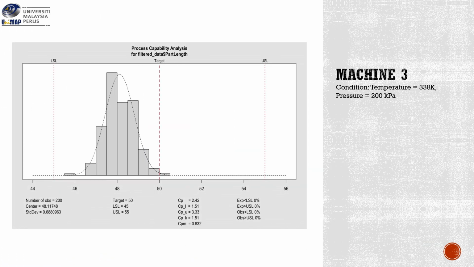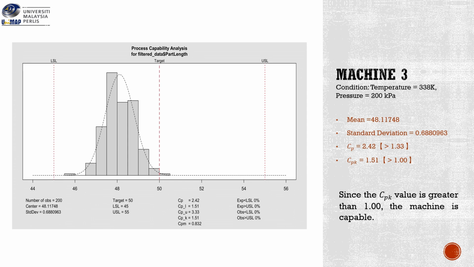Next, we are looking into machine 3. The mean is equal to 48.11748 and the standard deviation is equal to 0.6880963. The Cp value for machine 3 is equal to 2.42, which is greater than 1.33, and the Cpk value is equal to 1.51, which is greater than 1. So since the Cpk value is greater than 1, the machine is capable.